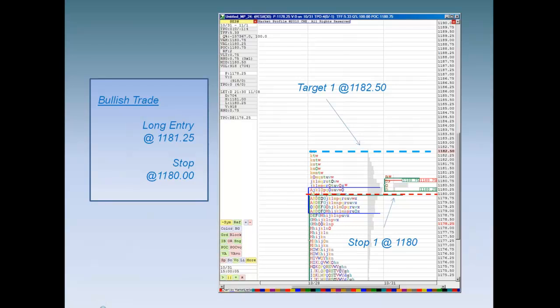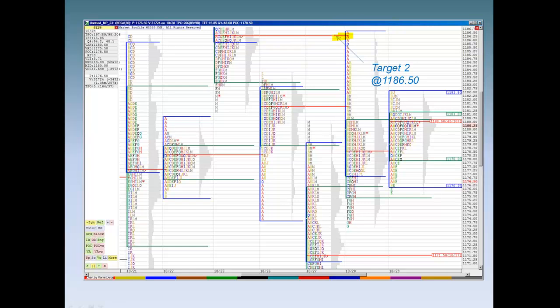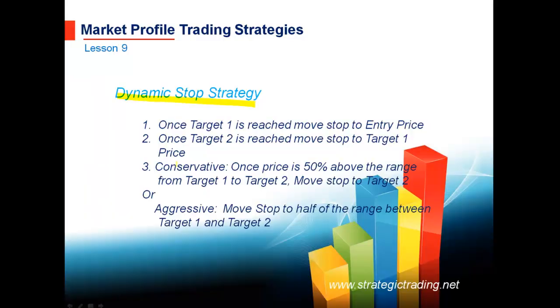Target 2, my next POC level. So target 1 was the high. My next one is target 2 at the next POC. Target 3, the high of the prior week. See, I'm selecting all of my targets based on the analysis that I did. And I'm using a dynamic stop strategy.